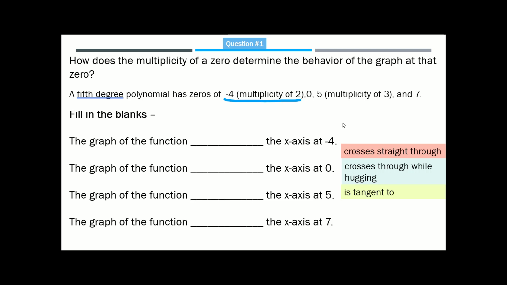If we have a multiplicity of 4, it'll get flatter. Of 6, it'll get even flatter, but it's going to bounce and turn around and go back in the opposite direction. So it's going to be tangent to the x-axis. It's only going to touch at one place on the x-axis.